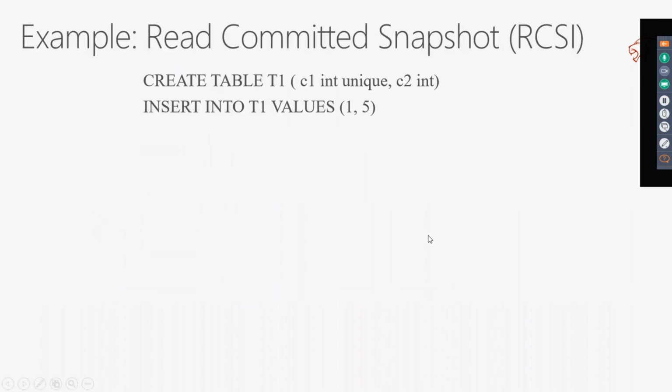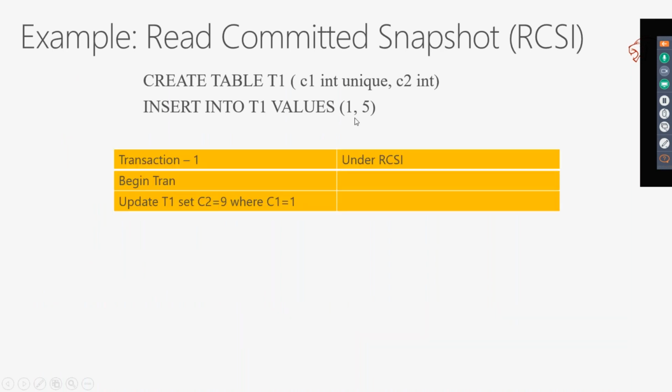Okay, so here's the example. I create a table T1 with two columns, C1 and C2, and I insert the values 1, 5. So this table has only one row. Now I start transaction 1, and it says update T1 set C2 equal to 9 where C1 is equal to 5. That means the red row was 1, 5, and 1, 9 is the blue row, because I changed that in the transaction. I'm trying to correlate with the picture that I had before.